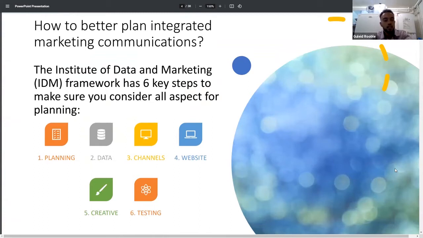So this particular slide is how we can integrate the communication together. Now, the Institute of Data and Marketing Communication, known as the IDM, they have a framework, and they have 6 key steps to making you consider all aspects of planning. So number one is planning. If you follow this way, I'm certain that you will do well in your marketing activities. So firstly, plan, it's crucial. I'll go in depth on how you can certainly do that.